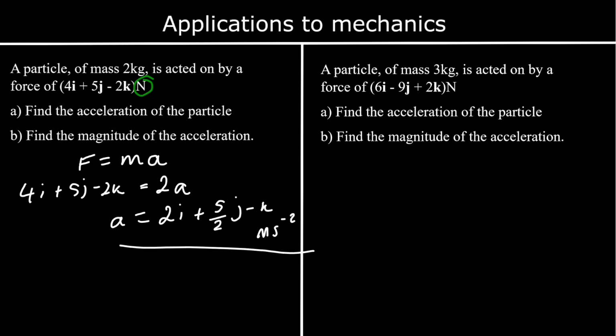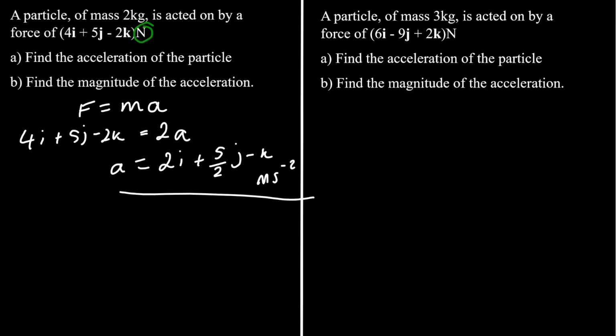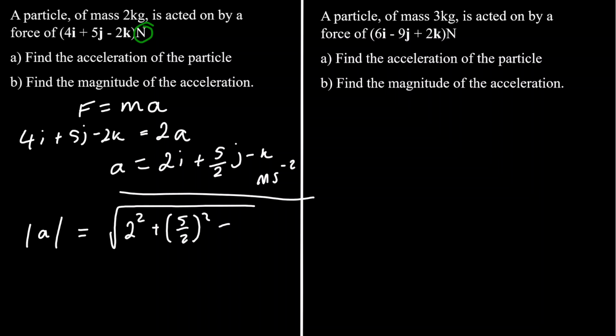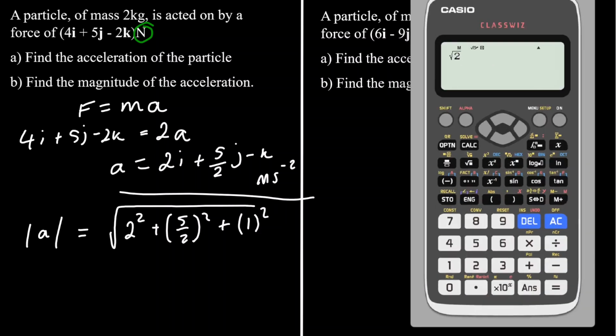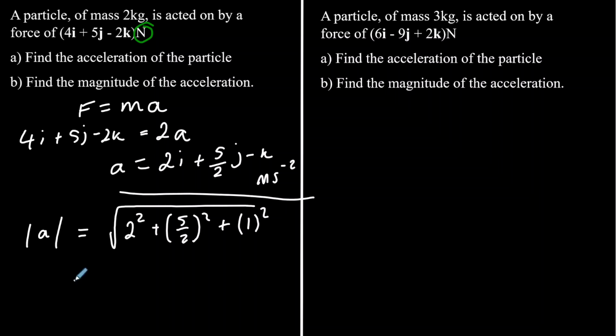Find the magnitude of the acceleration. So again, the magnitude, just give it as a number. So how long is that line? If it was 2i plus 5 over 2 j minus k, Pythagoras. So 2 squared plus 2.5 squared plus 1 squared, all square rooted. And we get 3 over 2 square root 5. So 3 over 2 square root 5 meters per second squared.